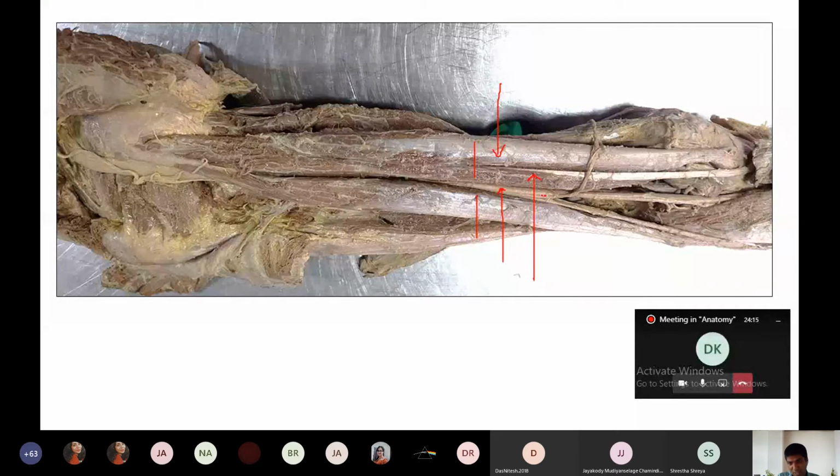Okay, and here you can see the point of division at the upper angle of the popliteal fossa. It divides into two branches. See the one which is going straight downward, this one is the tibial nerve, and the one which is going laterally, this one is the common peroneal nerve. Easily you can identify this. I hope all the 100 students can identify this easily. So this one is the sciatic nerve. Again, here you can see the point of division of the sciatic nerve. The one going straight downward is the tibial nerve, and the one going laterally is the common peroneal nerve.